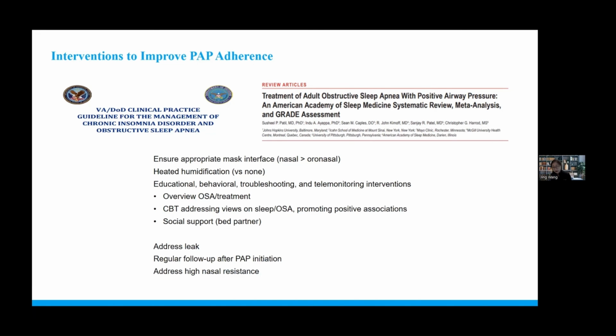And then potentially, although I think the data on this is ongoing, you want to address issues like high nasal resistance, potentially with nasal sprays and/or nasal interventions from ENT.